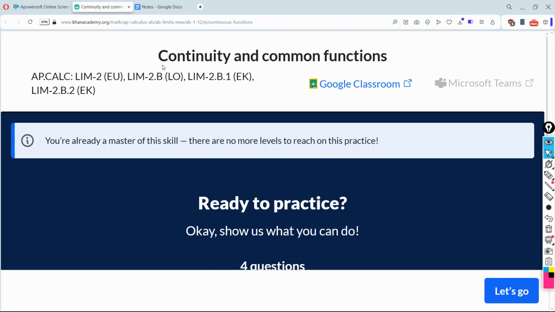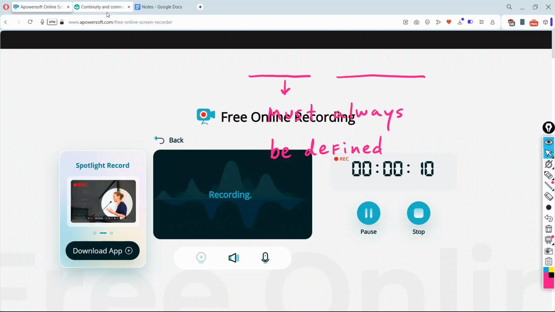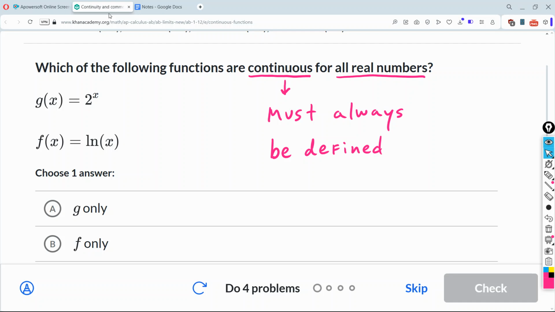This will be for the Khan Academy exercise, continuity and common functions. It says, which of the following functions are continuous for all real numbers? If the function is continuous for all real numbers, it must always be defined. Continuous, we said, means you can draw it without lifting your pencil. But if there's a point that's undefined, you won't be able to draw it without lifting the pencil. So it must always be defined if it's going to be continuous at all real numbers.